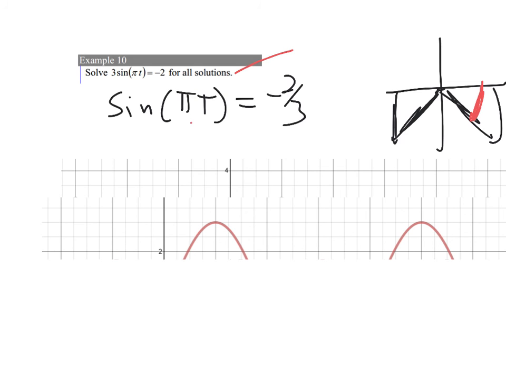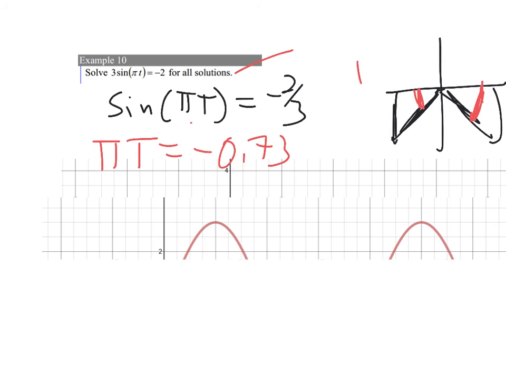Well, we'll have to take care of the pi t, right? So I'm going to do arc sine of negative 2 divided by 3. I'm getting that pi t equals negative 0.73. And then that red angle is the negative 0.73, but isn't this angle here the exact same, except it's a reference angle, so it's not negative.